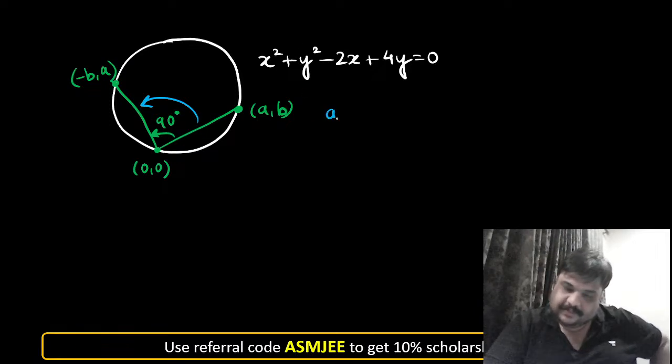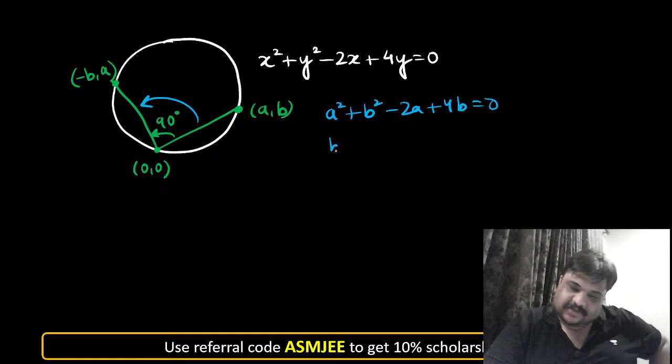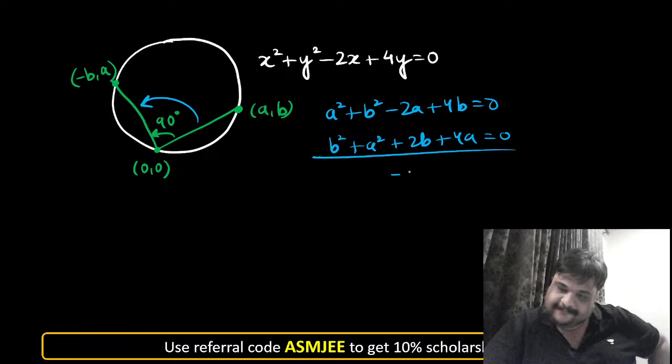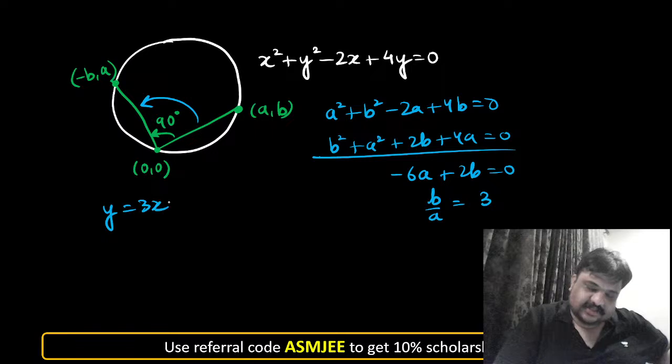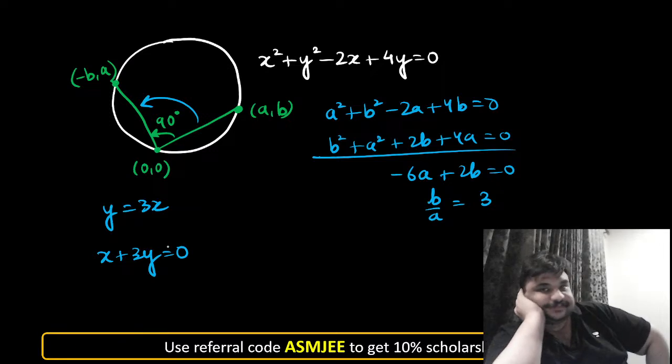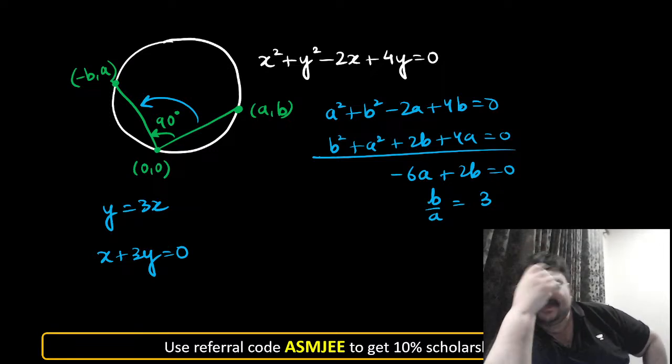Just substitute both of them. a square plus b square minus 2a plus 4b is equal to 0. And b square plus a square plus 2b plus 4a is equal to 0. Subtract. Minus 6a plus 2b is equal to 0. So b by a is 3. So one line is y equal to 3x, other will be x plus 3y equal to 0. Done. We didn't need to involve theta. After solving by the previous method, I realized theta was unnecessary.